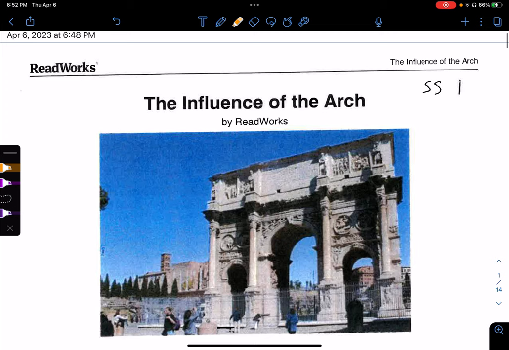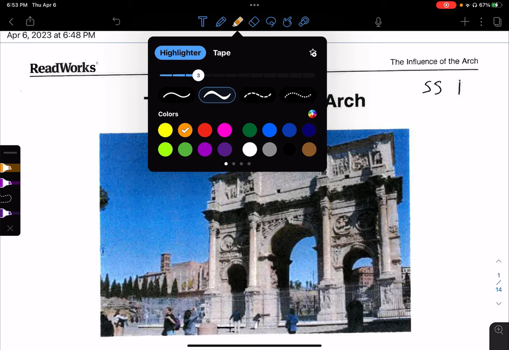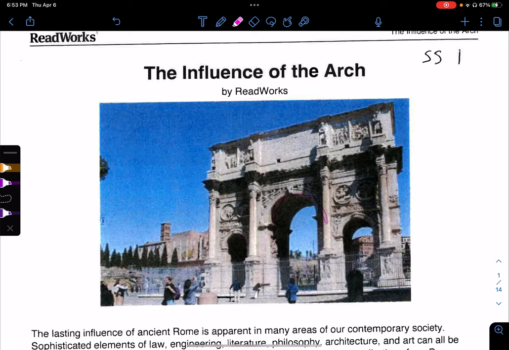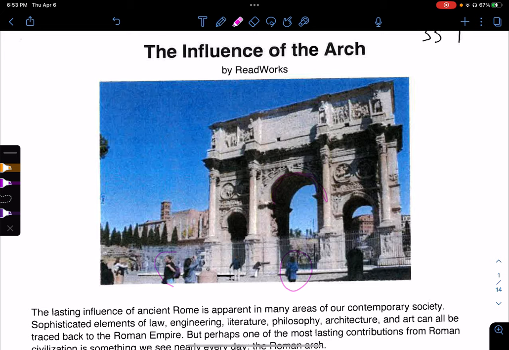Okay, the influence of the arch. One thing I want you to remember about ancient Rome is that they developed this idea of the arch, the rounded arch. I think this is the Arch of Constantine. If you look at it, it's the rounded arch. It gives you an idea how big this is, because if you compare it to the people here, it's a huge arch. I think he had it built after he won a battle. One thing I want you to remember about the arch is that it is rounded. You might be wondering, what does that mean? It means it's rounded like this. See, it's like a semicircle, a half circle. You'll see that later. That does change a little bit.